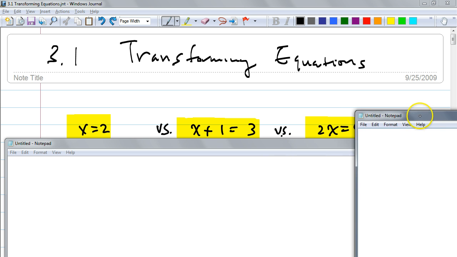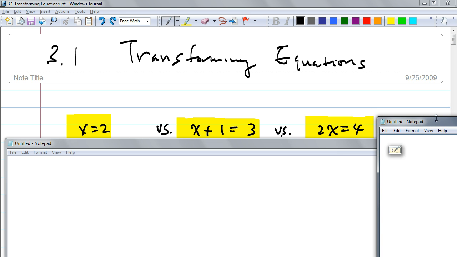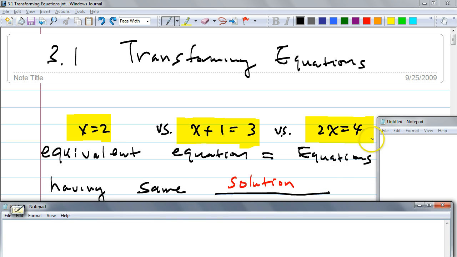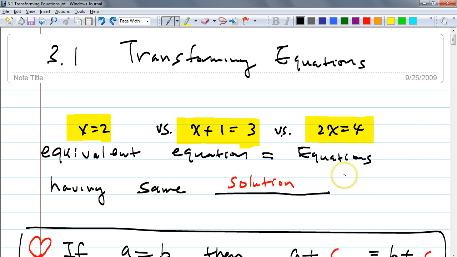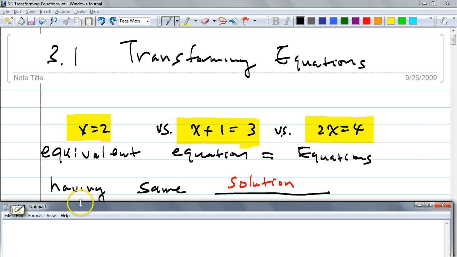What about this equation? 2x equals 4. Divide by 2. And of course, you get x equals 2 again. Notice all these three equations, even though they don't look alike, the solution for all three equations is x equals 2. So, as I mentioned before, these are called equivalent equations, which means equations that have the same solution.